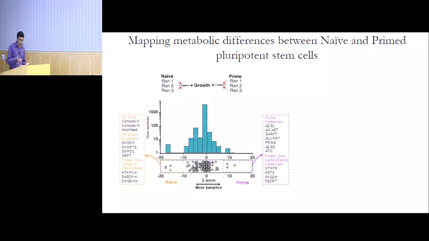So the majority of reactions are similar between them. This histogram shows the distribution of metabolic differences, and you can see that the majority of reactions, when they're knocked out, are sensitive in both naive and primed cells. But we found a handful of reactions that are predicted to be more sensitive in primed cells. That means knocking out that gene is important for the primed cell's metabolic functions. Whereas we found another set of genes involved in oxidative phosphorylation and nucleotide synthesis, pyrimidine synthesis, to be more sensitive in the naive state.